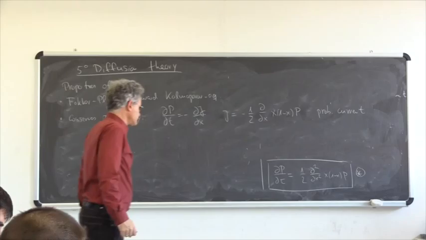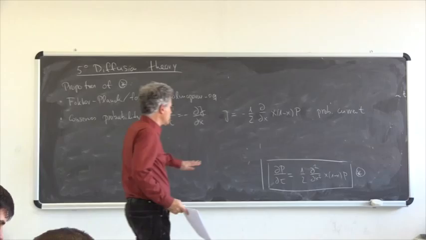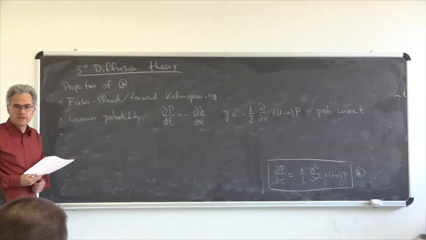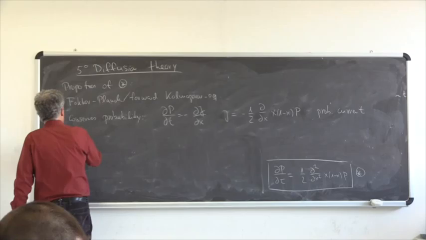Now the first thing that you typically do when you see a Fokker-Planck equation like this is that you try to find its stationary solution, right? So how would you find the stationary solution of this equation? Put this equal to zero. You put the current equal to zero, right? So what is the stationary solution?